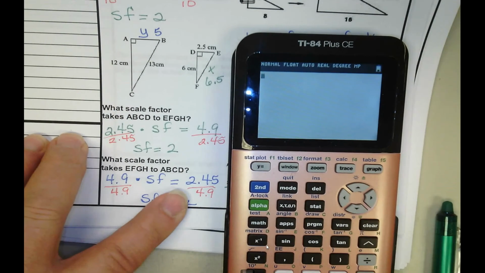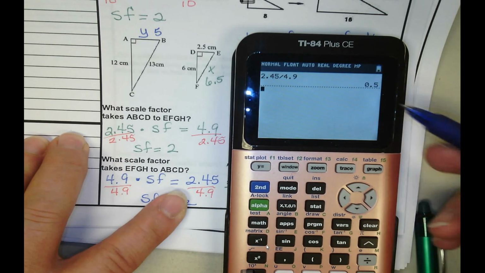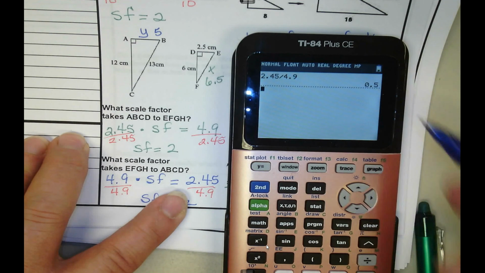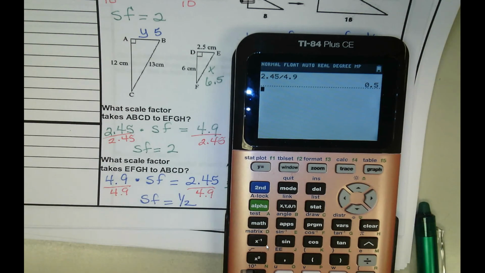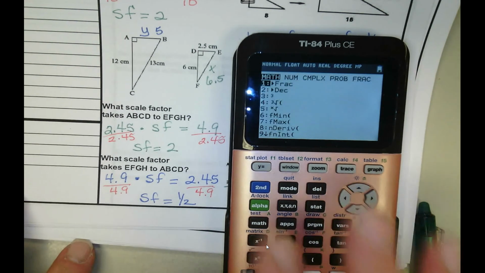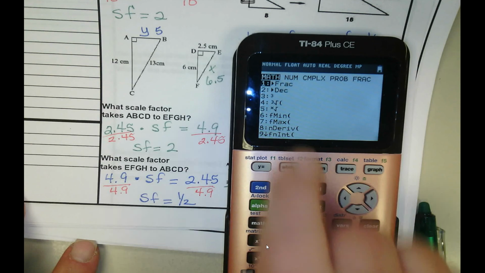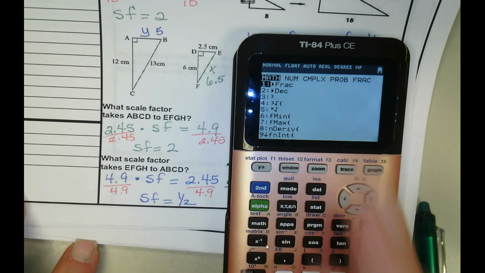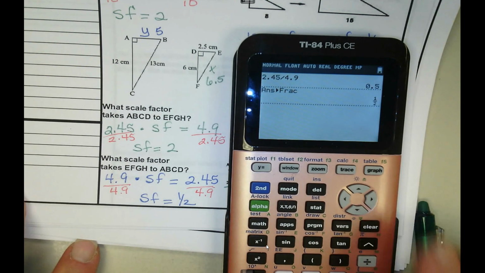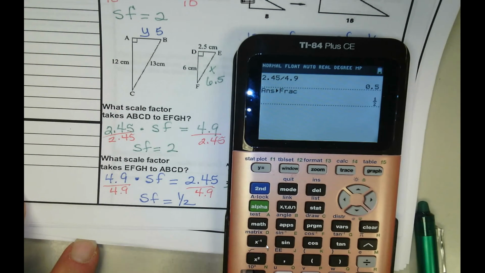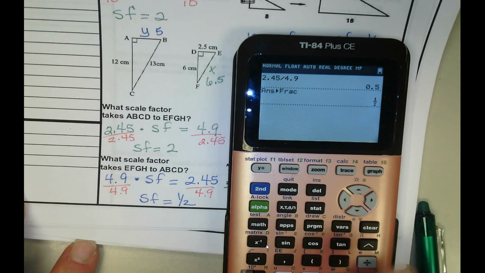Now, part of my training you is to get you used to using your calculator. So, 2.45 divided by 4.9, enter. I've got 0.5. I need to change it into a fraction because they're asking for a fraction. Math button. I'm going to change it into a fraction. I hit enter, enter. The fraction is 1/2, which is what I have here.